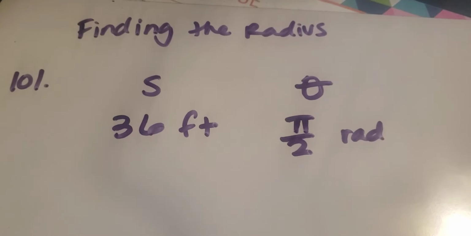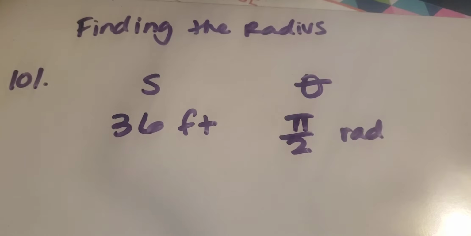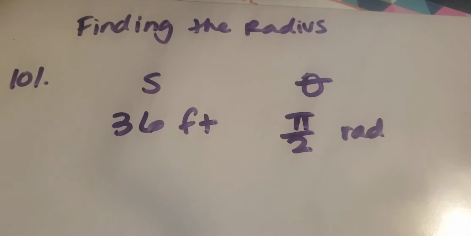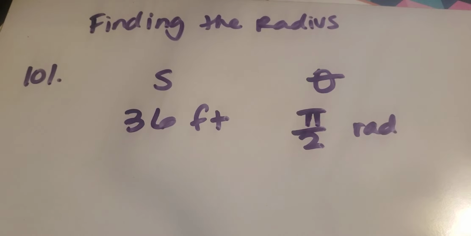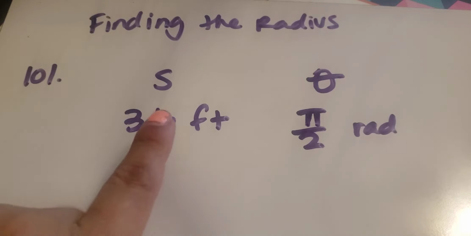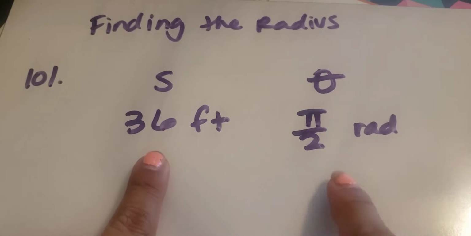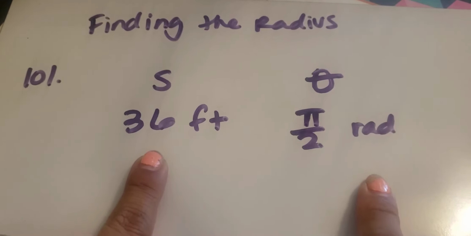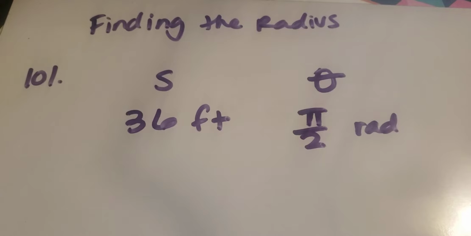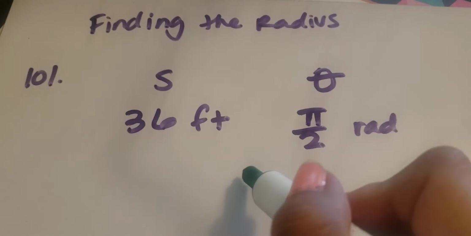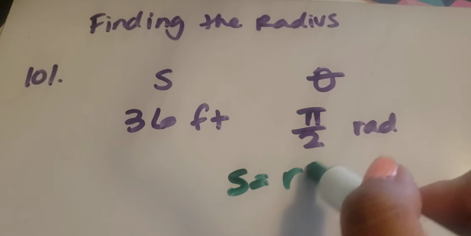Okay, boys and girls, in the next example, I'm going to use problem 101 to help you out, and this will help you for questions 101 through 104. They basically want you to find the radius r of a circle with an arc length s and a central angle theta. They gave us the arc length and the central angle: s is 36 feet and theta is pi over 2 radians. Again, this is still an extension of example 5, so we're still going to use the same formula, s equals r times theta.